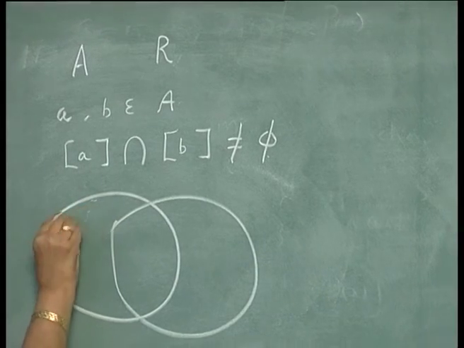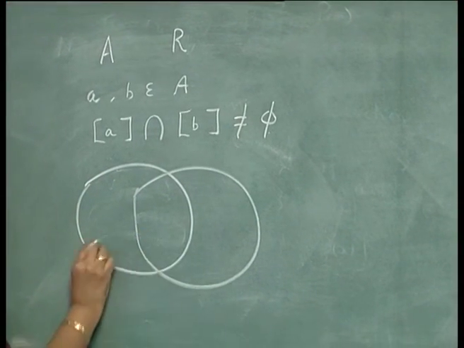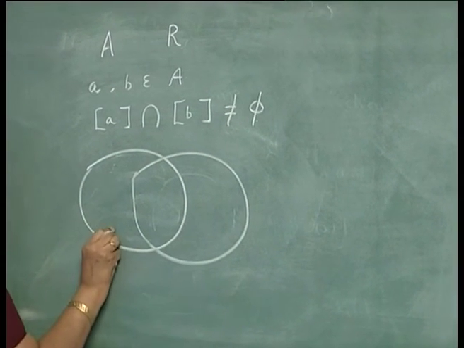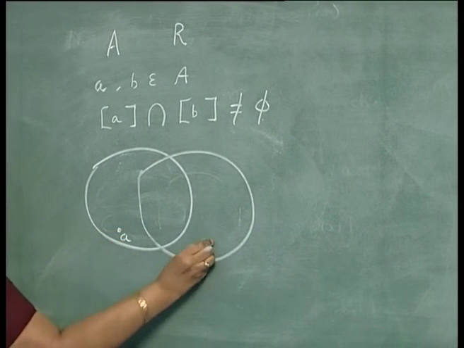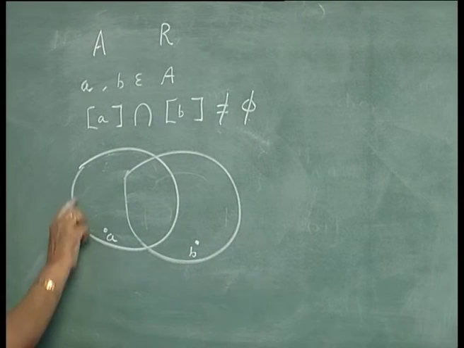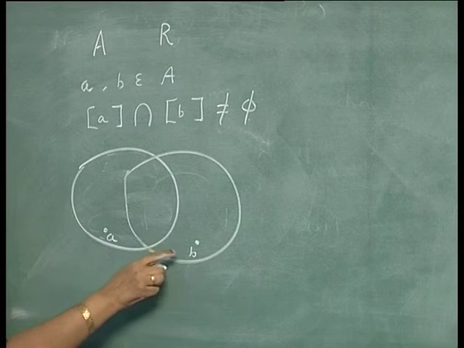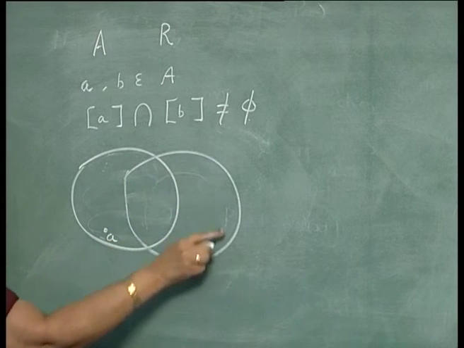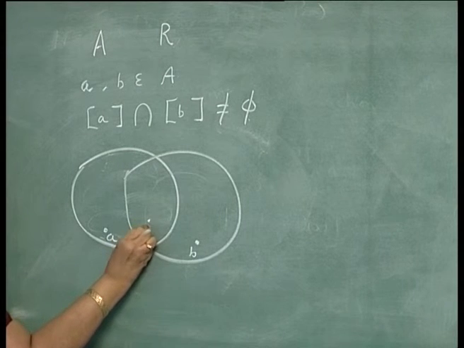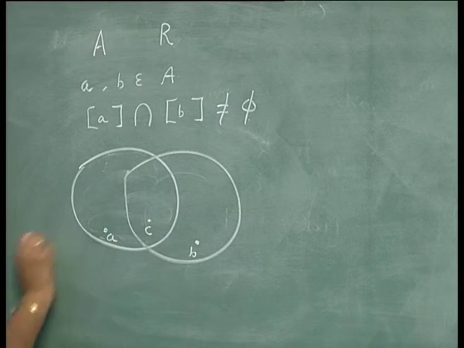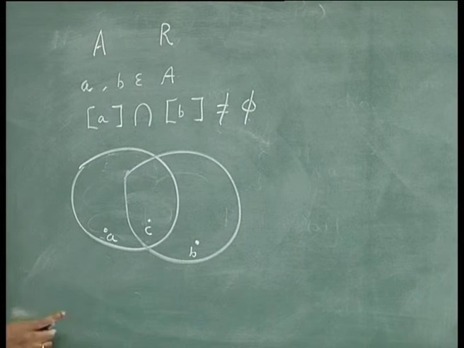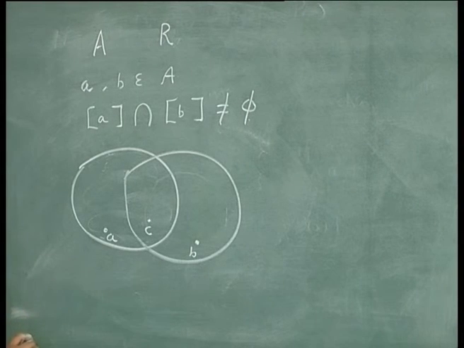This is the equivalence class corresponding to A, and this is the equivalence class corresponding to B. So, A is in this, B is in this, all elements which are equivalent to A are in this set, all elements which are equivalent to B are in this set. They are not disjoint. So, there is an element C here. What we want to show is that if they are not disjoint, they will be equal.